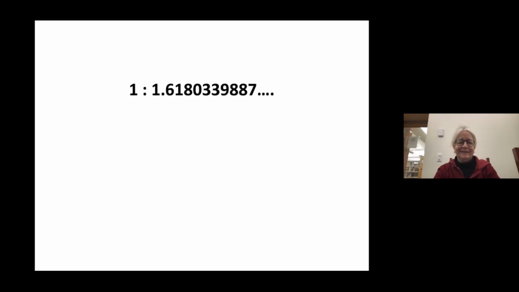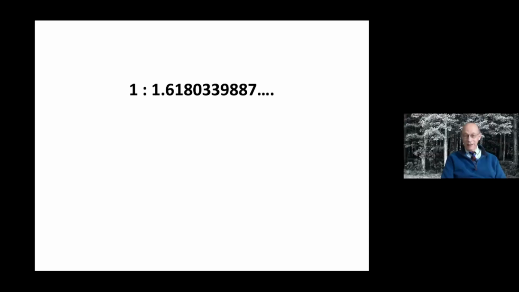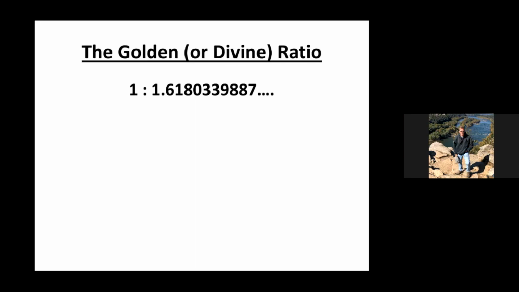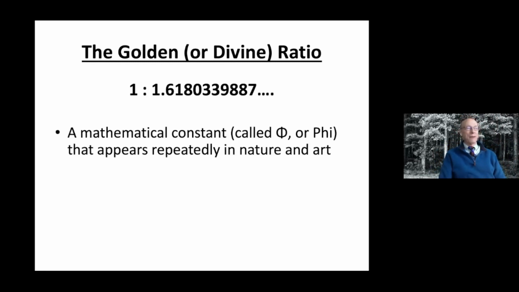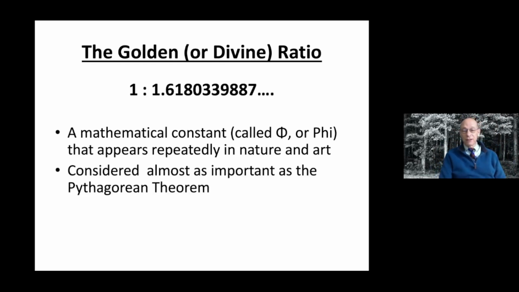And we're going to get into this in a lot of detail now, not scientifically or mathematically. Oh, please, let's do the math. No, we're not going to do that. So it's the golden or divine ratio. It's a mathematical constant called phi that appears repeatedly in nature and in art. And it really is considered almost as important as the Pythagorean theorem.